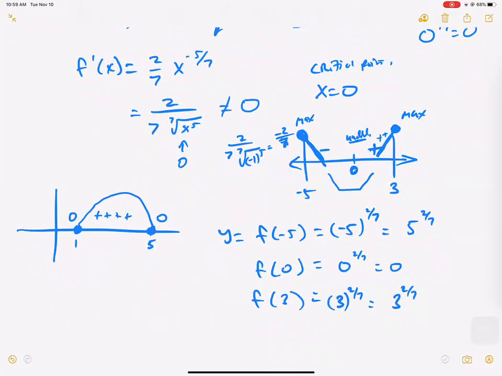Now, what do you think is going to be bigger? I don't know. 5 to the 2/7ths or, oh sorry, 3 to the 2/7ths? I'm going to plug this into my calculator just to double check.